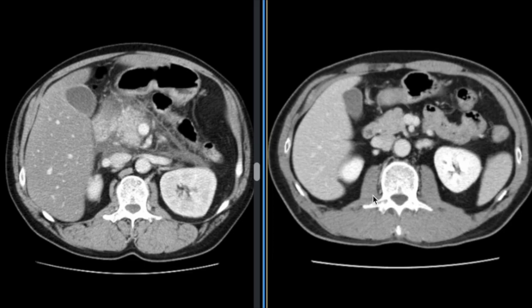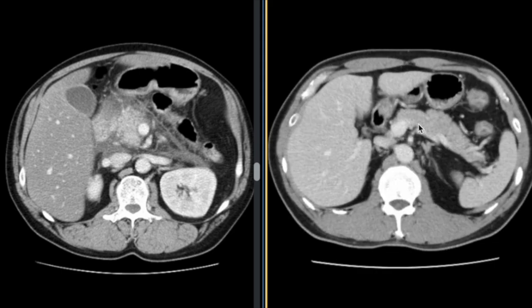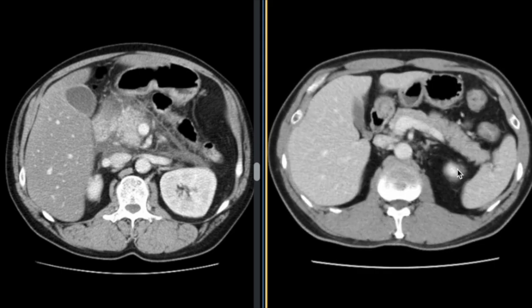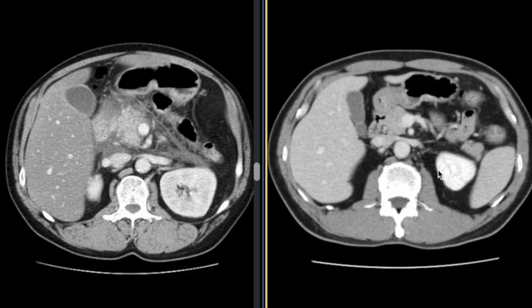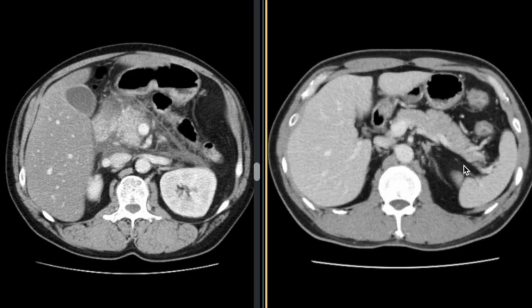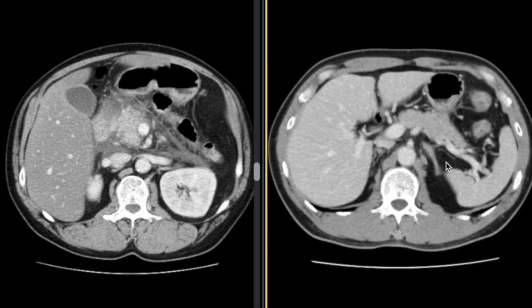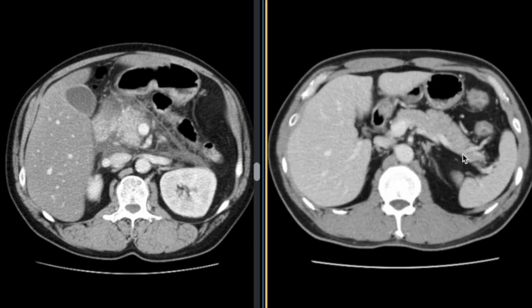Here we have a normal pancreas versus one with acute pancreatitis. In the normal pancreas, there's no accumulation of fluid around it to produce a bright appearance. The surrounding visceral fat remains dark, and the pancreas isn't enlarged. The pancreatic contour typically looks slightly granular, which you can clearly see.